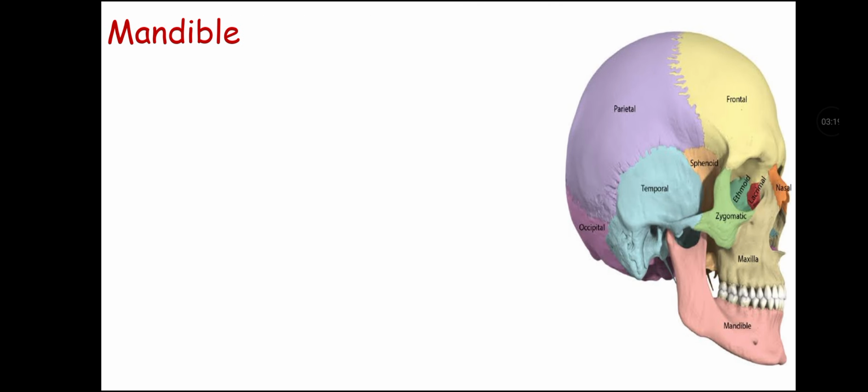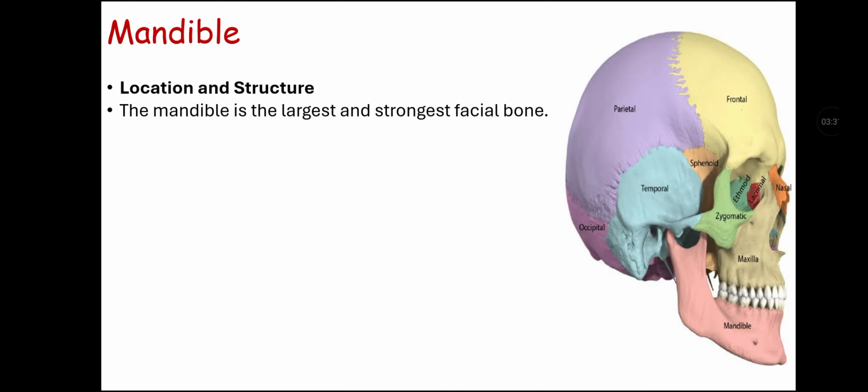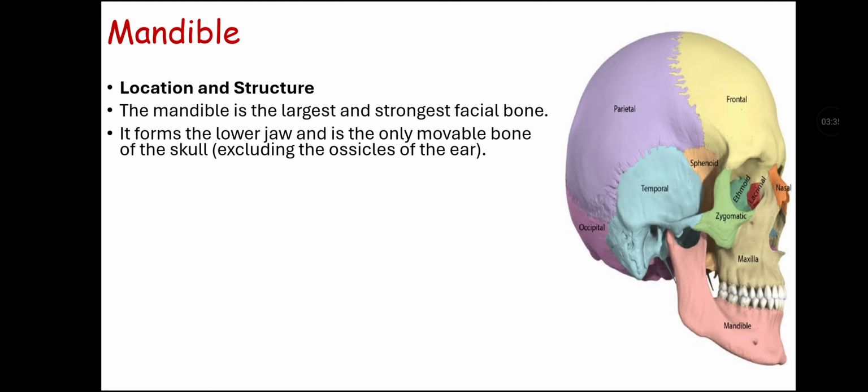Now let's talk about the mandible. As you can see here in the diagram, the pink colored bone that is located at the lower region of the face is the mandible. It is an unpaired bone, that means there will be 1 mandible in every skull. Location and structure. The mandible is the largest and strongest facial bone. It forms the lower jaw and is the only movable bone of the skull, excluding the ossicles of the ear that are also movable bones of the skull.